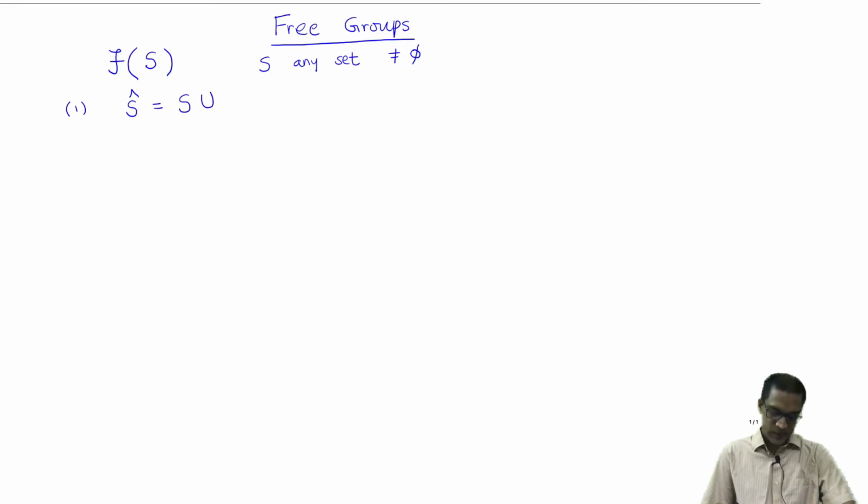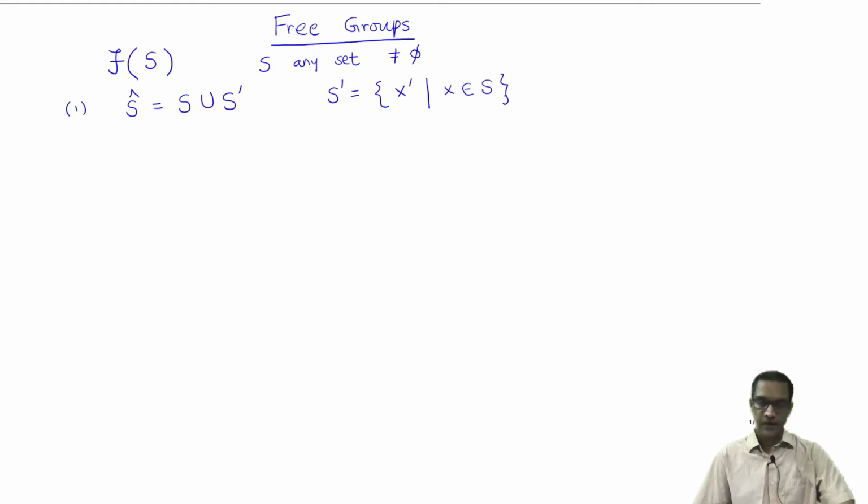The augmented set S hat is defined to be S union another set S prime. And what is S prime? S prime is a set which has the same number of elements as S, but we'll call the elements, let's say, X prime, where X is any element of the alphabet S. Recall S was the alphabet and S prime is just the primed alphabet, with primes on top of the letters. Okay, that's the augmented set S hat.